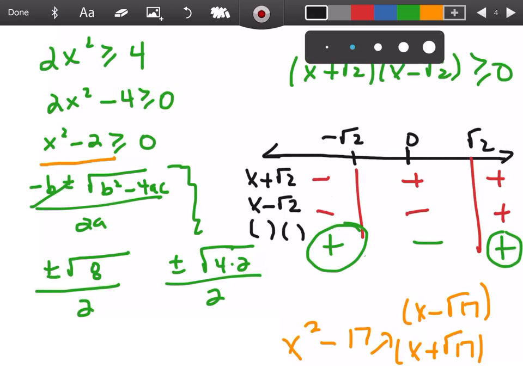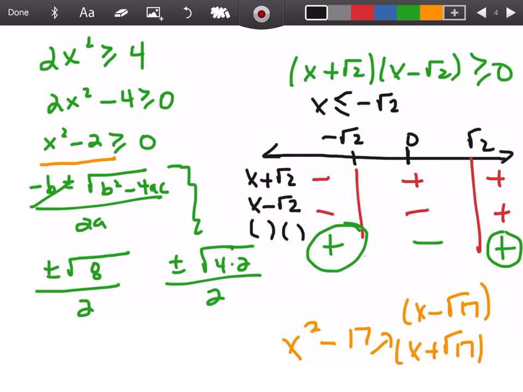So the answer should be when x is less than or equal to negative square root of 2, or when x is greater than or equal to positive square root of 2. Those are the two regions, here and here, when the total answer is greater than 0. That's the region when they're either both positive or they're both negative. That's the only way you get that. So there you go. Hopefully that's good.